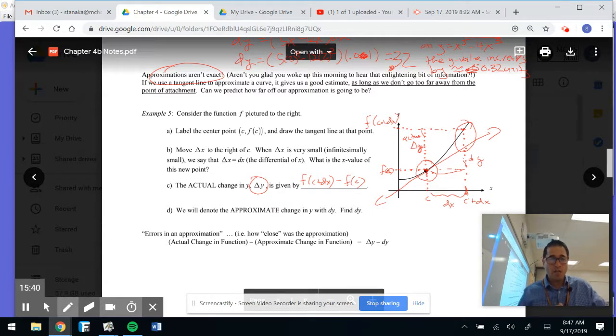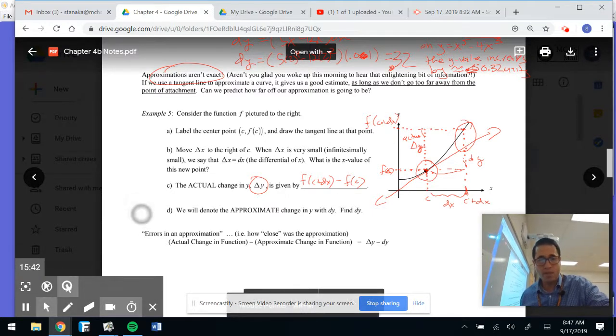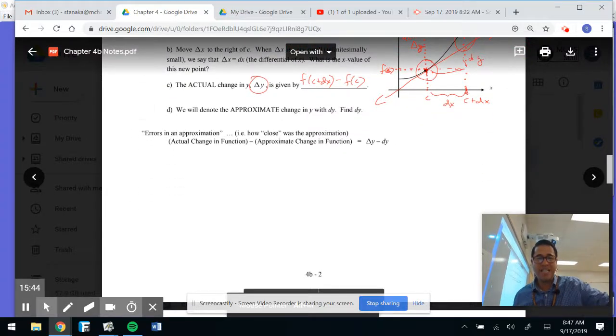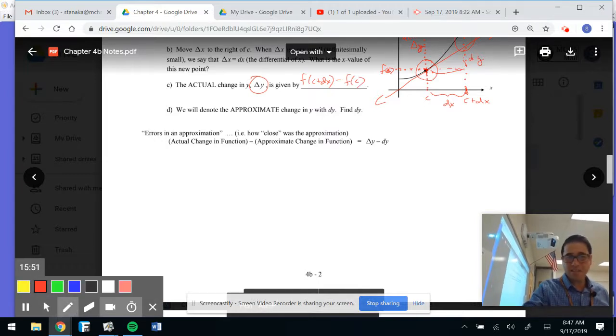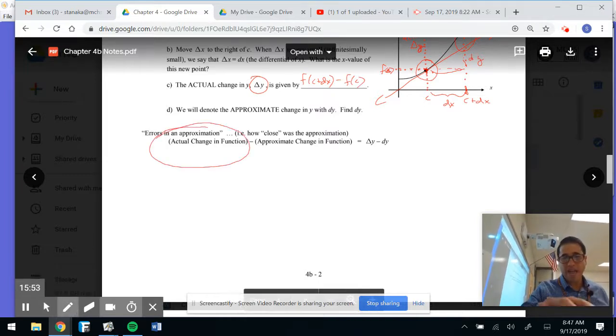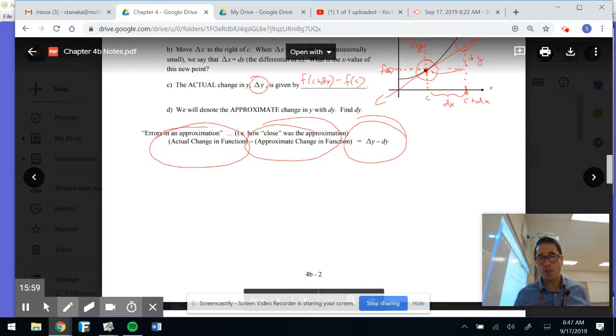right, class? And so the last little piece of notes we have on this one page is errors in the approximation. And it is simply the actual change minus the approximated change, which is your delta y minus your dy. You guys know I get flustered on this.